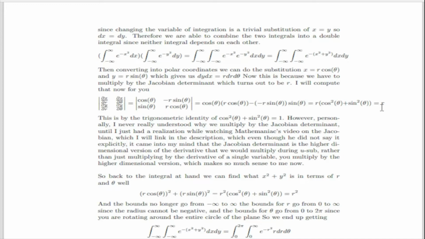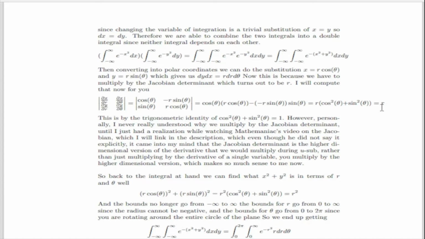However, personally, I never really understood why we multiply by the Jacobian determinant until I just had a realization while watching Mathemaniac's video on the Jacobian, which I will link in the description. I wasn't really sure if this is proper. This is just a realization. I don't know if it makes perfect sense, because he didn't necessarily say it explicitly, but it came to my mind that the Jacobian determinant is the higher dimensional version of the derivative that we would multiply during u-sub. Rather than just multiplying by the derivative of a single variable, you multiply by the higher dimensional version, which kind of makes sense to me.